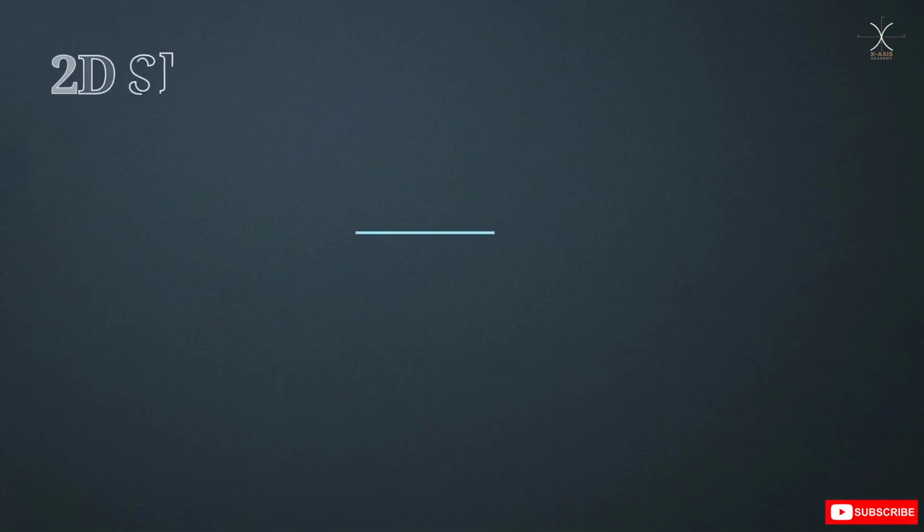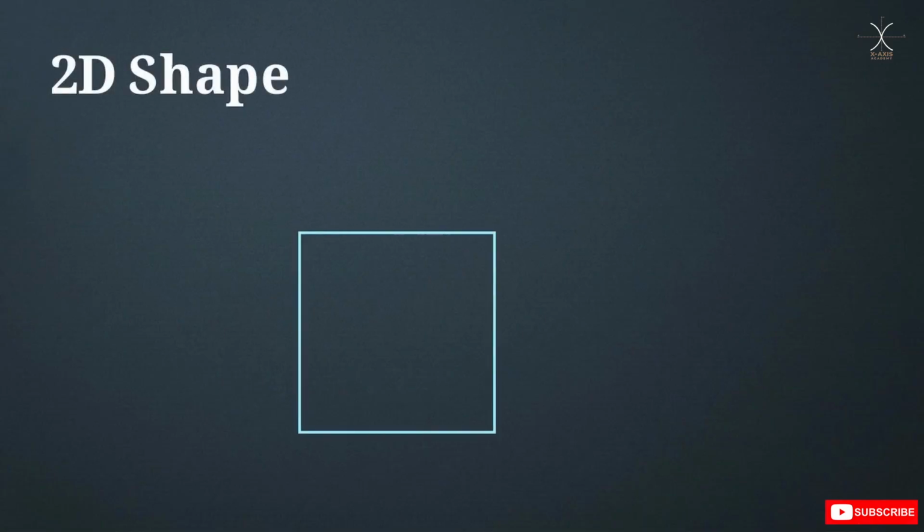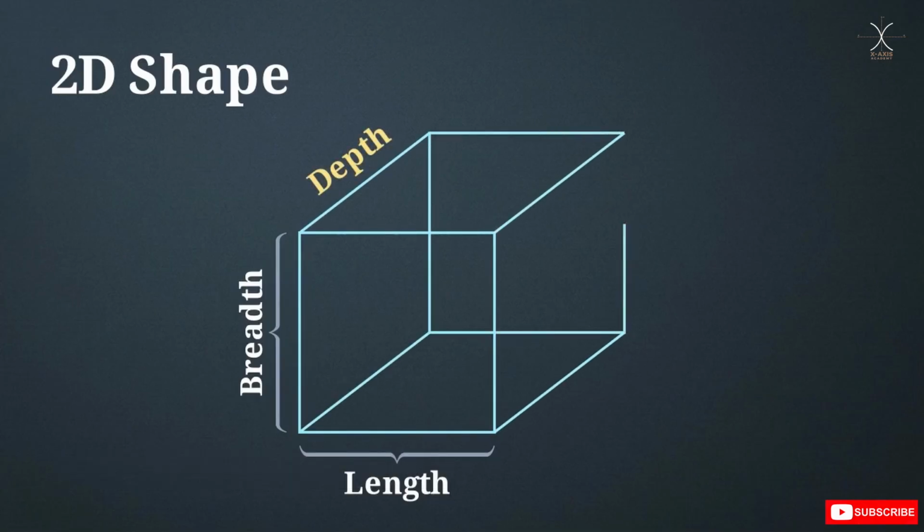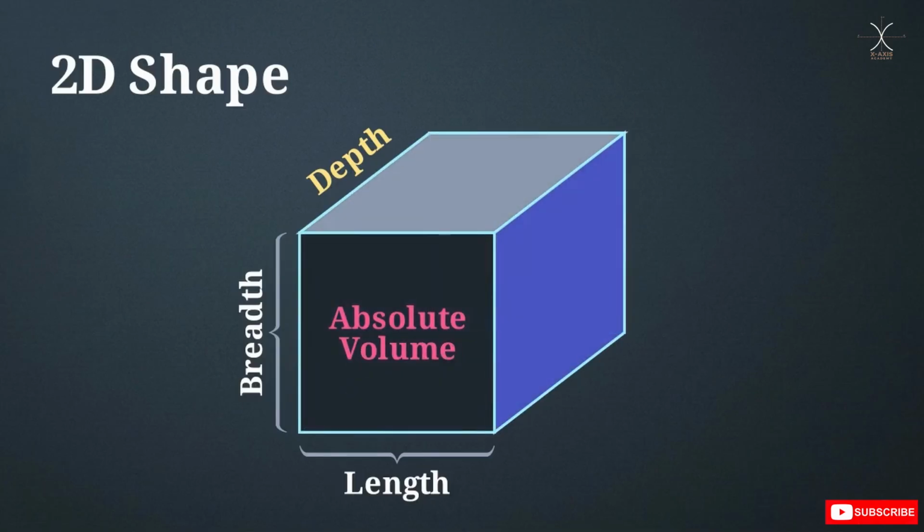If we look closely at a standard two-dimensional shape, like a flat square, we hit an immediate physical limit. It only possesses length and breadth. To reflect our real-world environment, we have to explicitly add the variable of depth. This introduces absolute volume, classifying the shape as a three-dimensional solid.